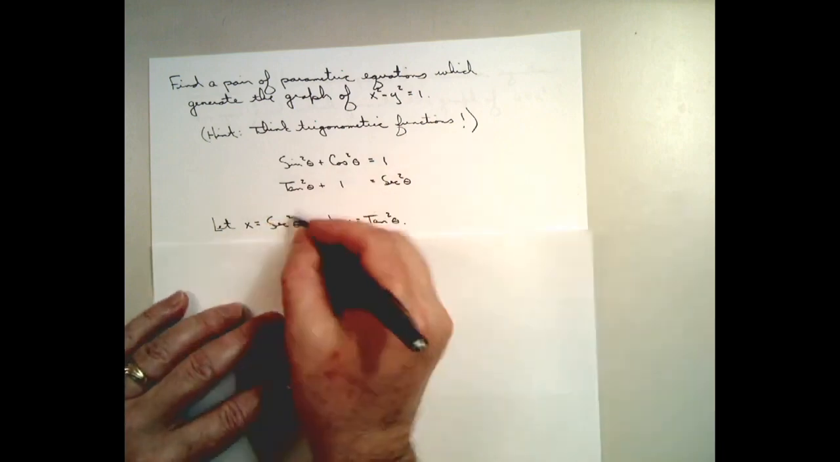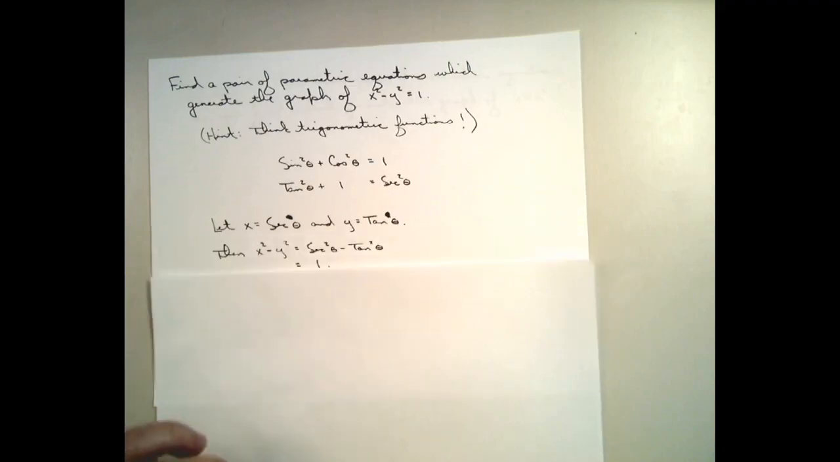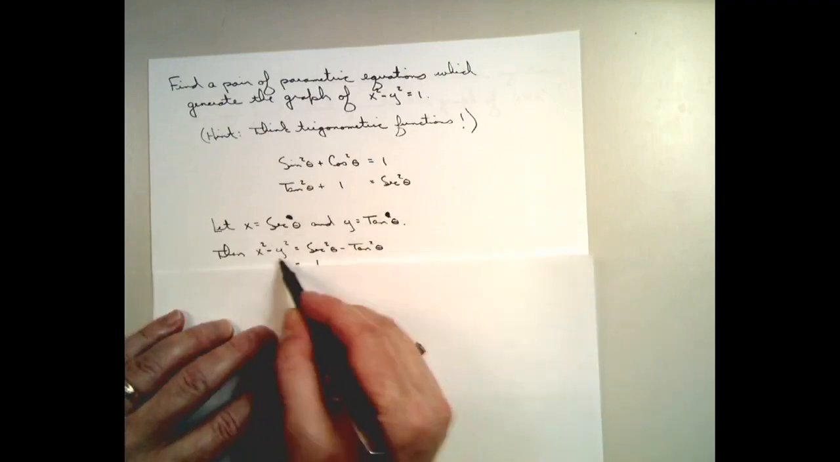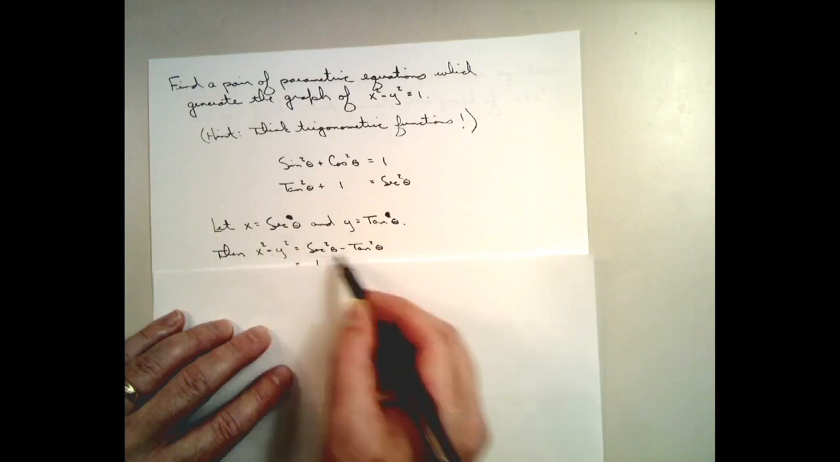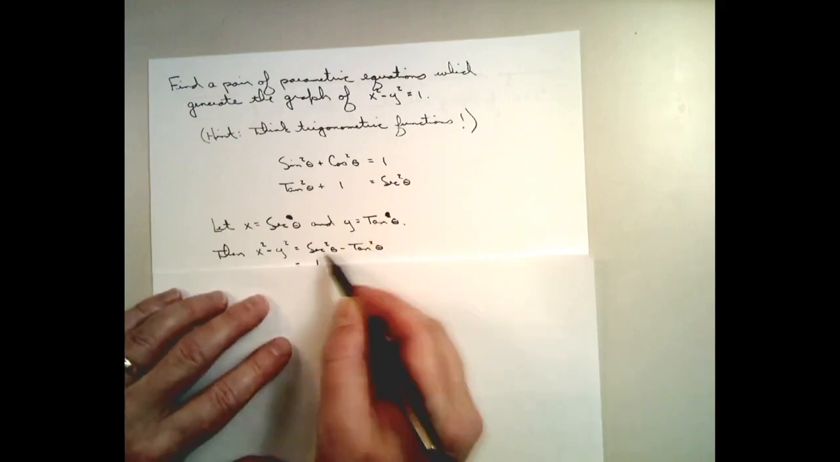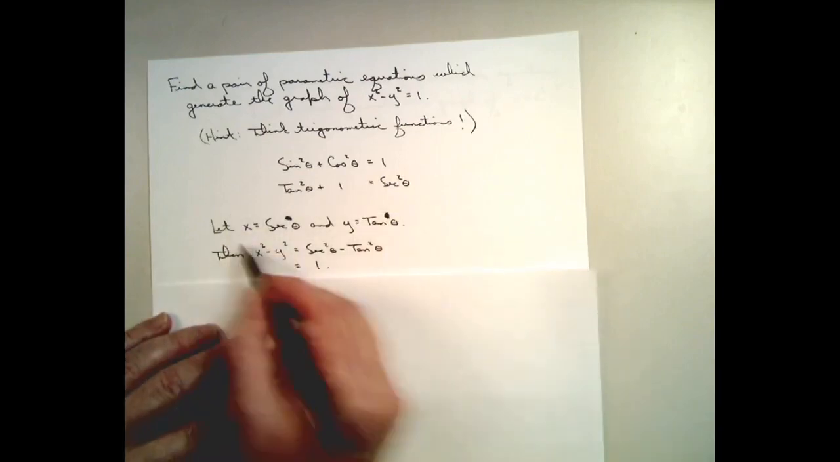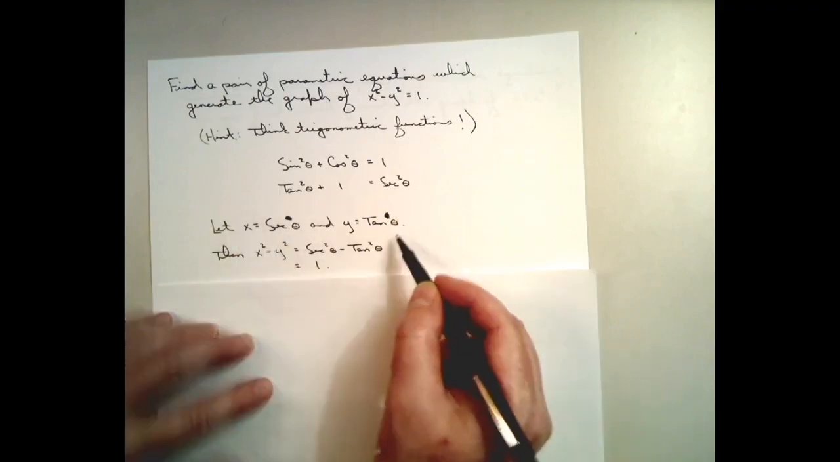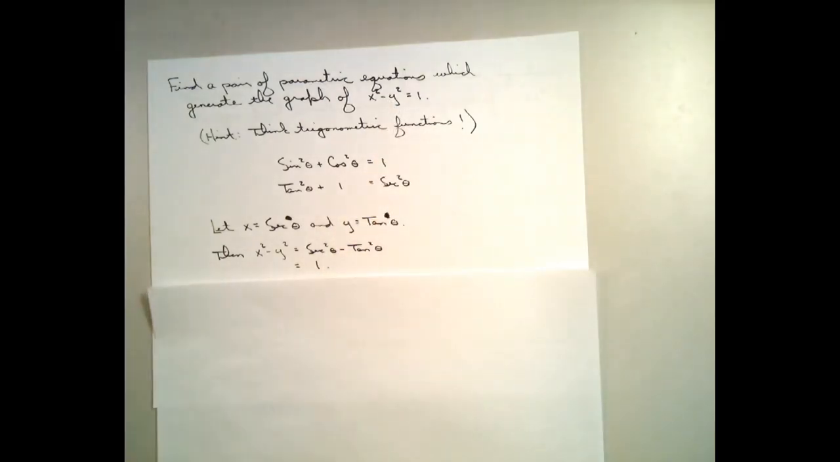Actually, this is not what I meant at all. Let's let x be secant theta and y be tangent theta. And then what we've got is that x squared minus y squared is, well, if x is secant theta, then x squared is secant squared, and y squared is tangent squared theta. But I know that that's always equal to 1. And so this pair of parametric equations ought to give me the same graph that this equation gave me in terms of x and y.